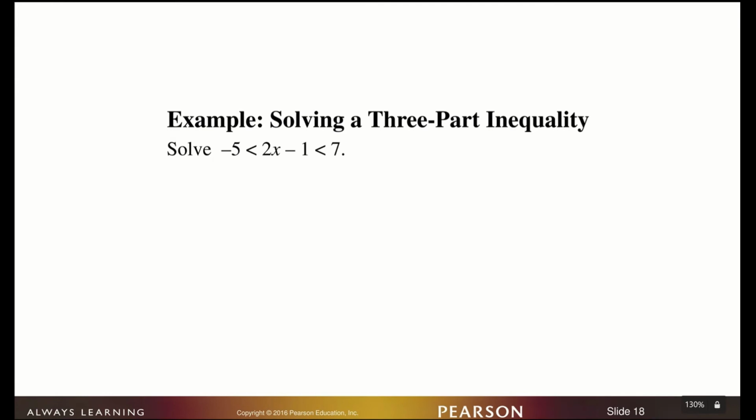We call it a compound inequality. What I'm painting here in red, that's one of the inequalities. And what I will show with red is the other inequality. In other words, you can actually rewrite this inequality like this. Negative 5 is less than 2x minus 1, and that's the connector. 2x minus 1 is less than 7.